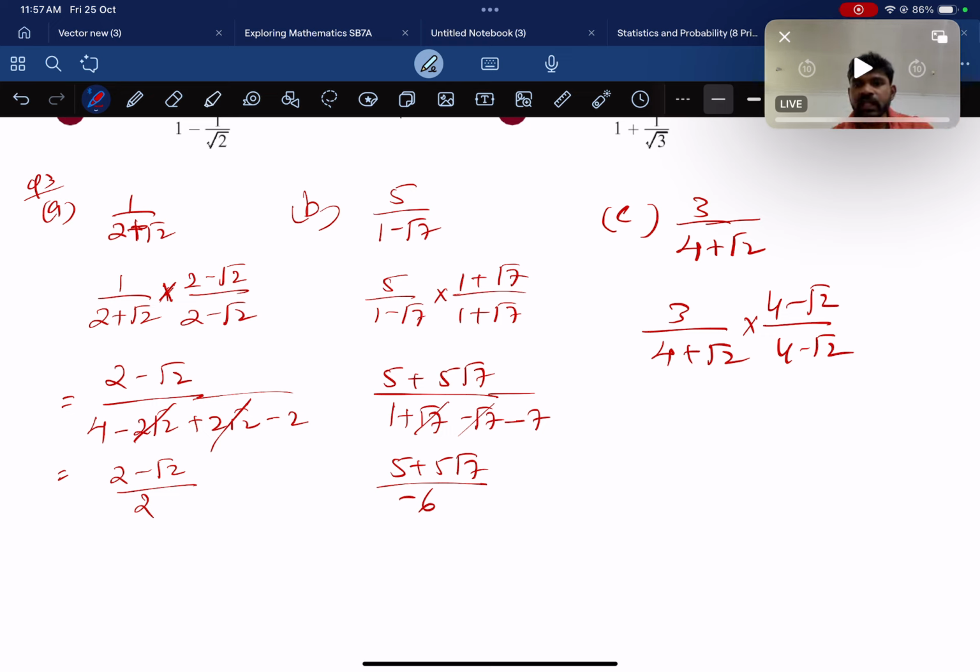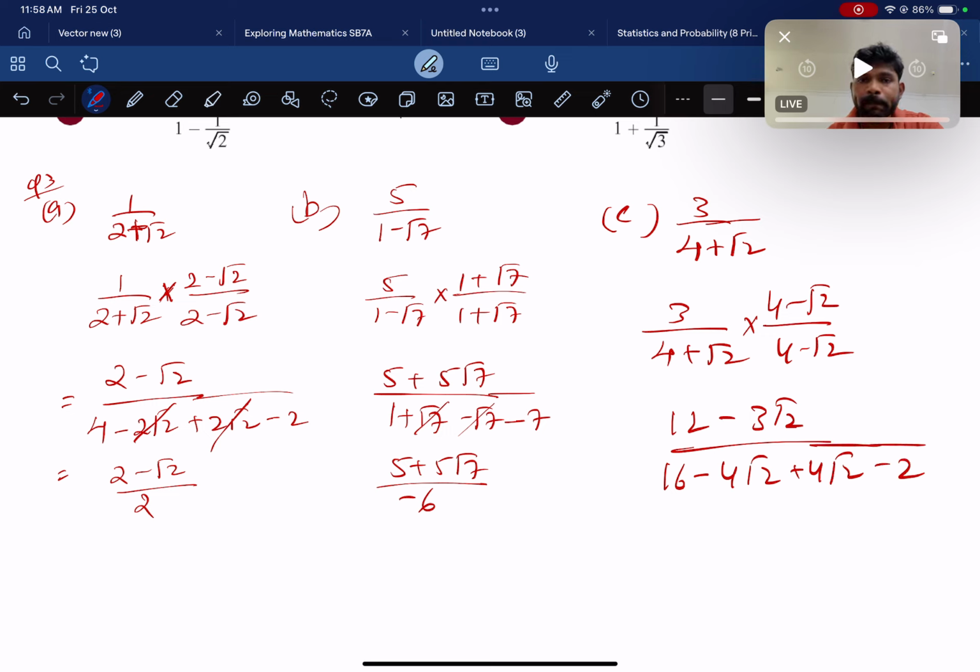So we can write this as 3 times 4 is 12 minus 3 root 2 divided by 4 times 4 is 16 minus 4 root 2 plus 4 root 2 and minus 2. Hope so. You just pause the video and try to understand what I did here, and make sure that you do it correctly. Okay, and we have 12 minus 3 root 2 divided by, these two got cancelled out, and we got 16 minus 2 as 14 as our final answer.